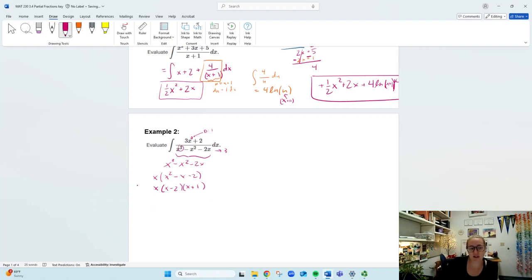So each of these factors are unique, and so essentially what I can try to do here is take my integral of 3x plus 2 over x times x minus 2 times x plus 1, because that's what it is all factored out, dx. And I can rewrite this as something over x plus something over x minus 2 plus something over x plus 1. So each one of my factors of my denominator.